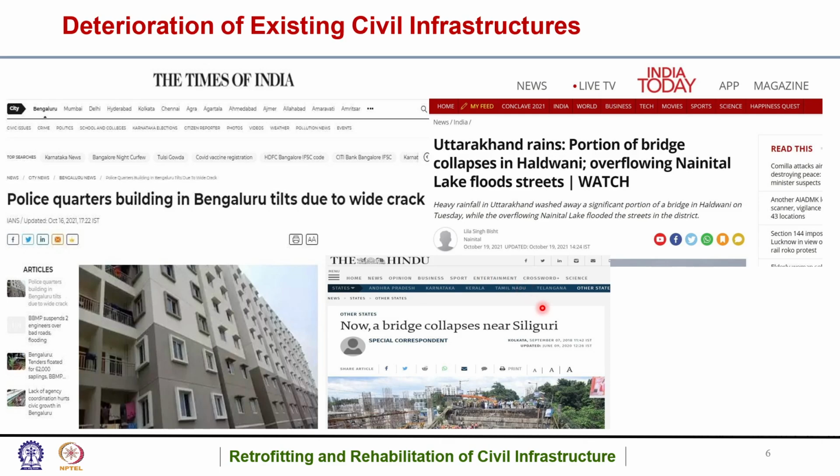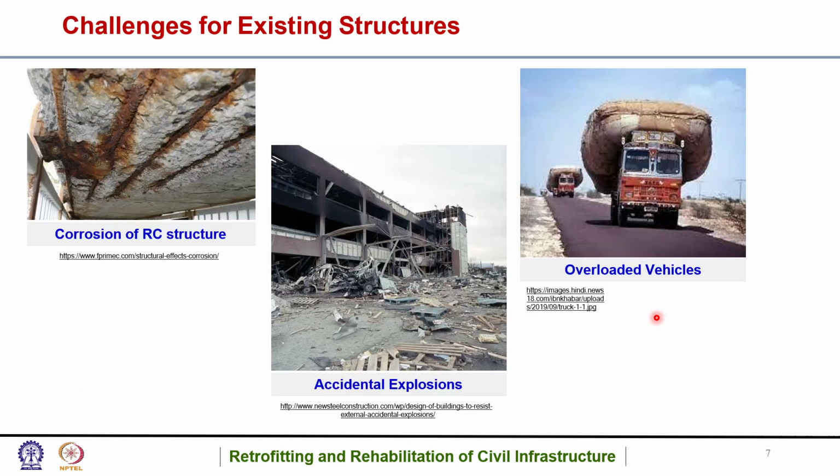It is the basic requirement for measuring the progress of a country. That's why development is not possible without the role of infrastructure. So it is very important to understand how to optimize the performance of a structure, how deterioration occurs in any structure, and how to repair it in order to maximize the benefit. These are some of the challenges for existing structures.